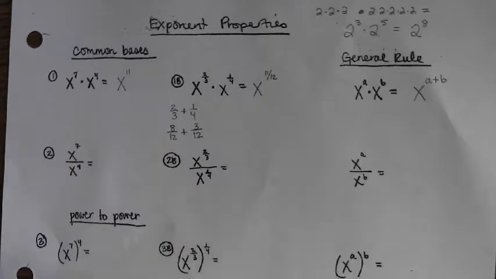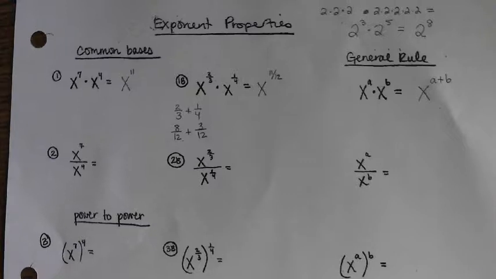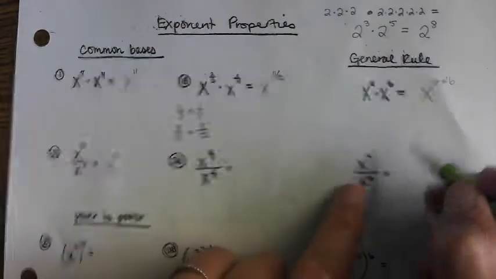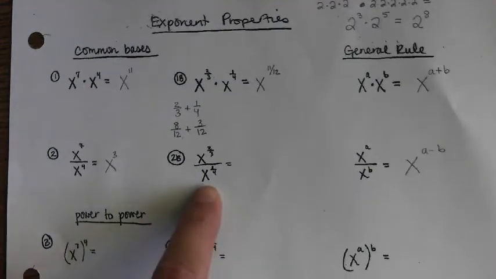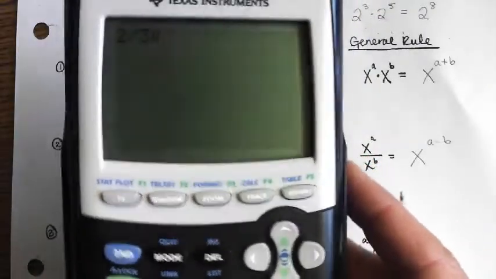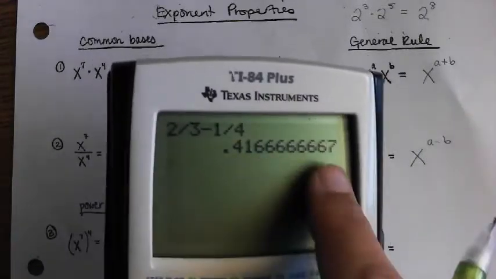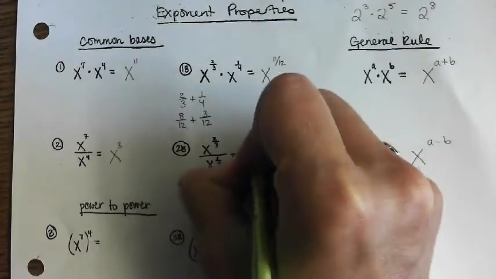All right, our next common base rule. We have x to the 7th over x to the 4th. Who could tell me what that's going to be? Go ahead. You subtract them. Yep, x to the 3rd that's going to be. Very good. So again, if I jump over here, the general rule is going to be x to the a minus b. And then here, if I do 2/3 minus 1/4, and I'll cheat, only doing this for the sake of time, then again, math, fraction, 5 twelfths. So x to the 5 twelfths.